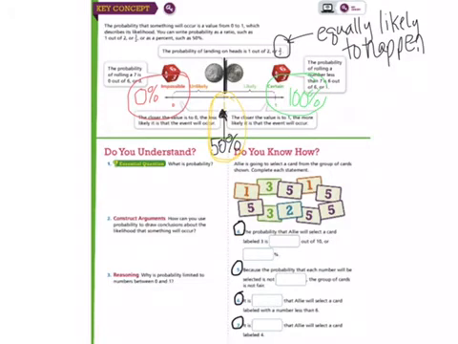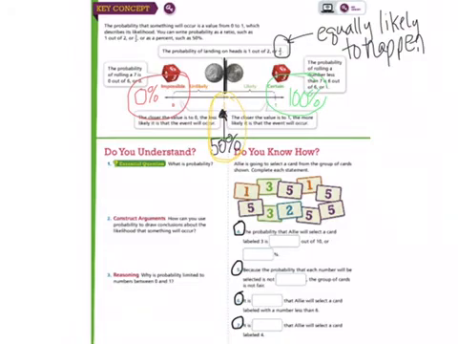Now I want you to pay special attention to the key concept. Because probability is always written in the form of a fraction or a ratio, its value will always be somewhere between 0 and 1. This value describes the likelihood that an event will occur. When you look at the number line given in the key concept, you'll notice that events that are impossible, or outcomes that can never happen, are listed down at 0.